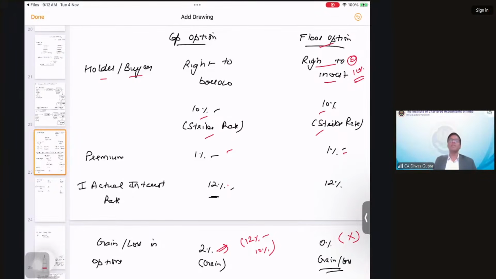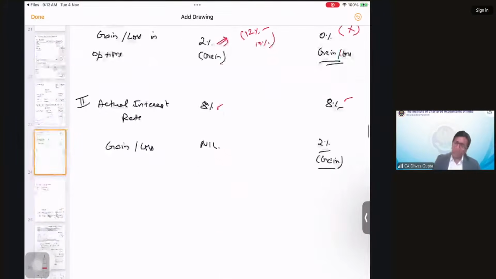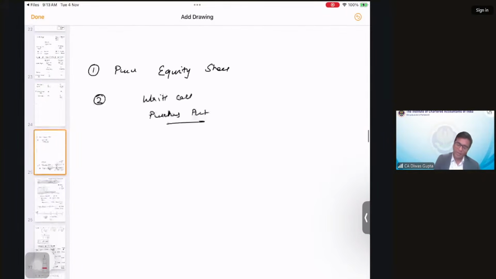Similarly, the right to invest in case of a floor option is at 10%, while the actual market rate is only 8%. So here the right will get exercised at 10% and a 2% gain will be there for the option holder. Clear? So the payoff is clear here, students.